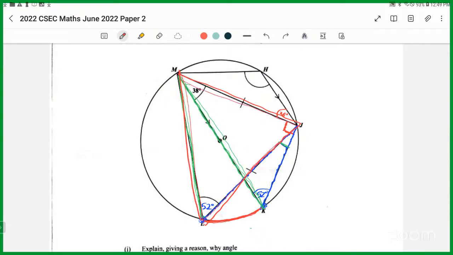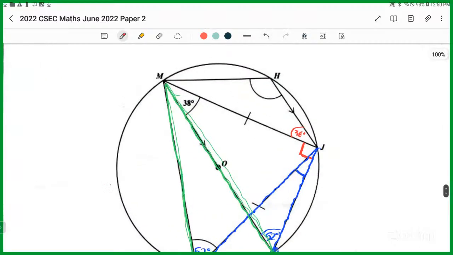Remember isosceles from the beginning, such that all of this angle is equal to this angle in this isosceles triangle. Now, if this angle is 52 and all that is 52, then this little piece of angle that I want inside here, mark it in red for you, is going to be 52 degrees minus 38 degrees. That's what it's going to be.